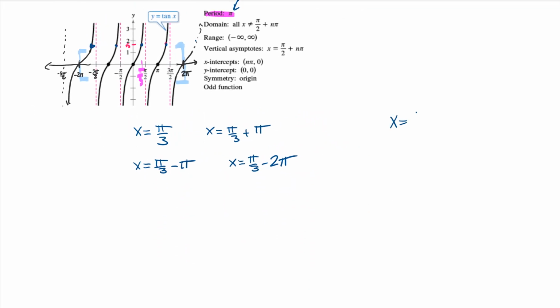So our first one is x is equal to pi over 3. For this one, we have to go 3 pi over 3, so we get x is equal to 4 pi over 3. Now we can't keep going that way, so we handle the other direction. Now we go to here: 3 pi over 3. So you got x is equal to pi over 3 minus 3 pi over 3. That's negative 2 pi over 3.